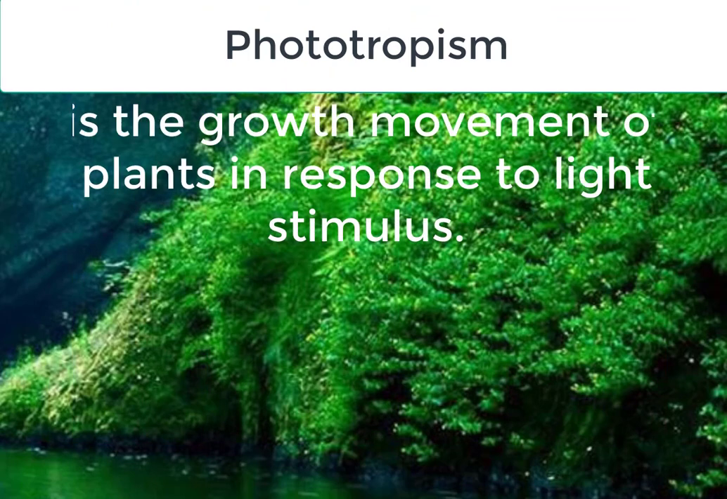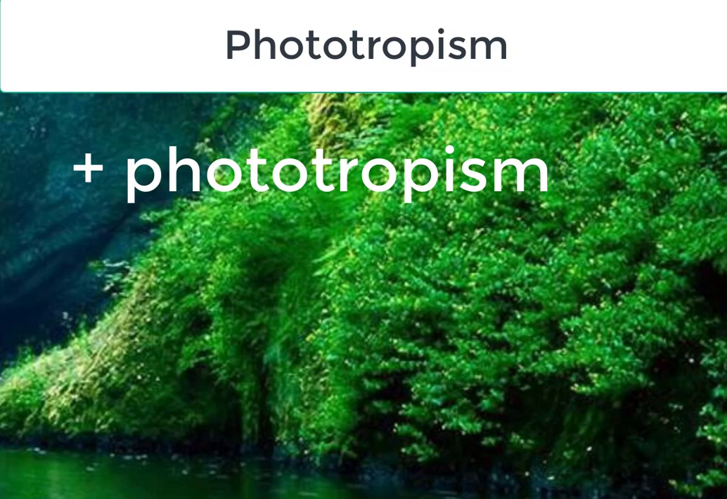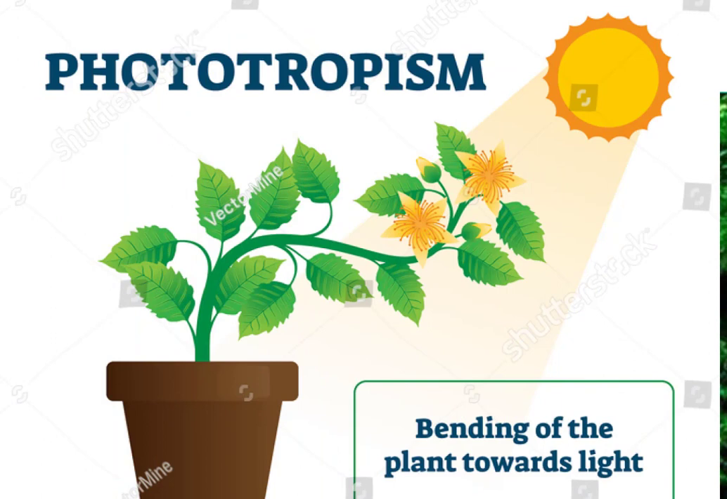Phototropism. Phototropism is the growth movement of plants in response to a light stimulus. Phototropism can be positive phototropism and negative phototropism. Positive phototropism means growth movement of plants towards light, and negative phototropism means growth movement of plants away from light. There are plants that grow towards light, and there are also other plants that grow away from light or towards darkness.